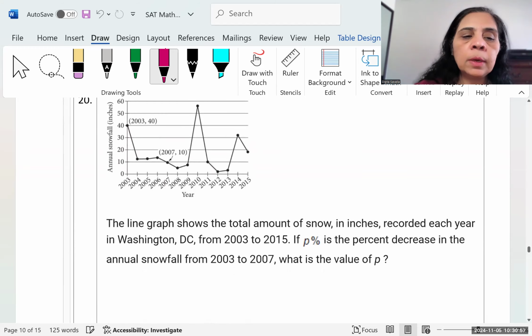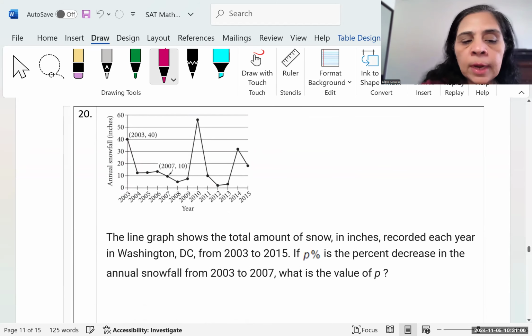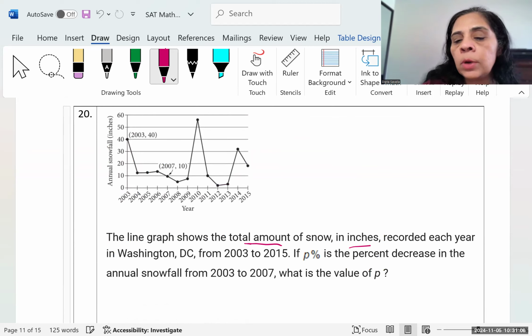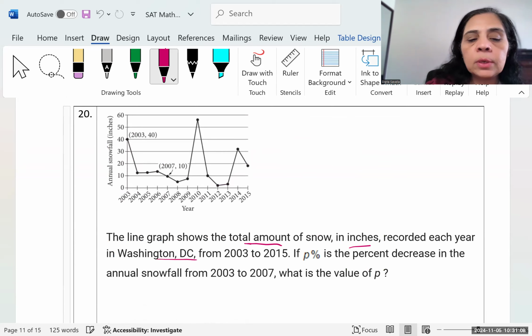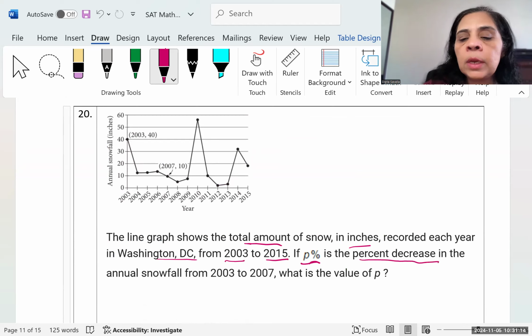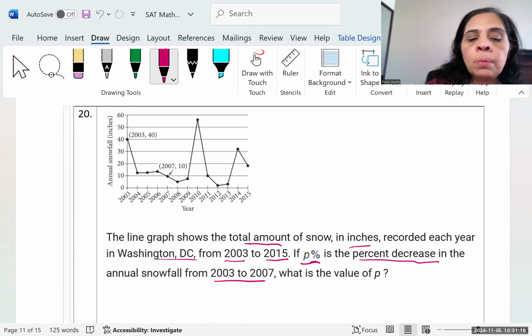All right, number 20. We have been given this graph again. The line graph shows the total amount of snow in inches recorded each year in Washington, D.C. from 2003 to 2015. If P% is the percent decrease in the annual snowfall from 2003 to 2007, what is the value of P? So here we are just looking for percent change.